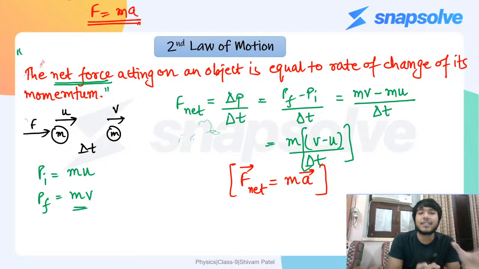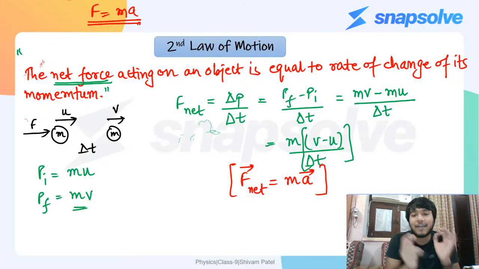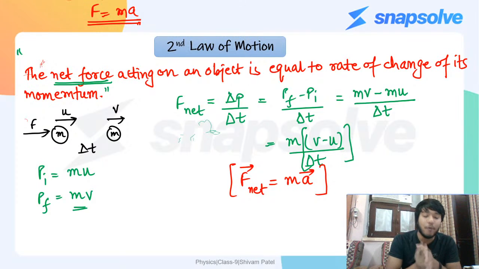So whenever you are asked to write the statement for the second law of motion, please don't write that the net force acting on an object is equal to mass into acceleration. Right? It is: the net force acting on an object is equal to the rate of change of its momentum. Is it clear to all of you?